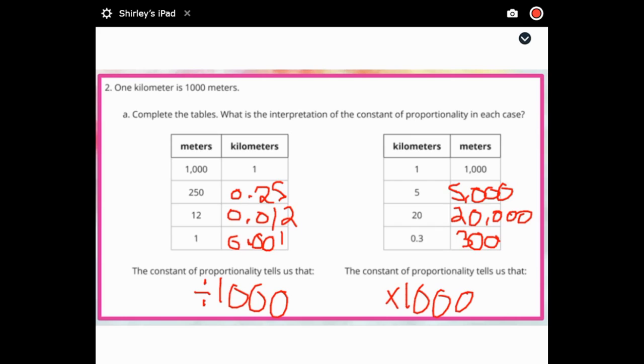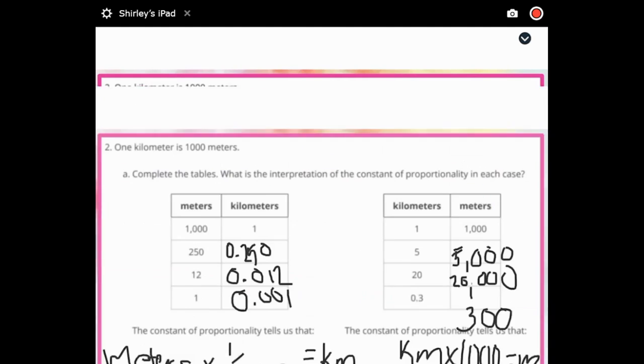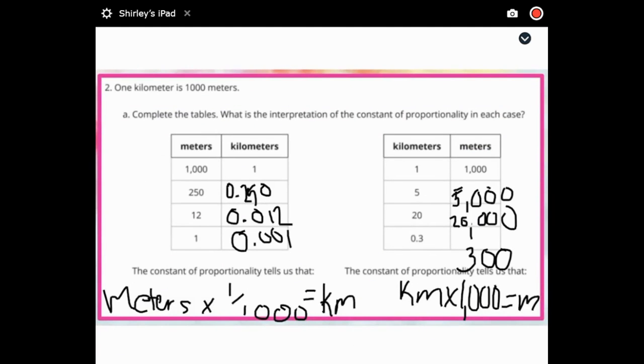I noticed a lot of you saying that same thing where you're dividing by 1,000. So we really want to pay attention to what that means our constant of proportionality is. On table B, if I multiply by 1,000, my constant of proportionality is 1,000. So I have to figure out what am I actually multiplying by in A. If I'm dividing by 1,000, what does that mean we're multiplying by? So take a look. The student did the same thing.